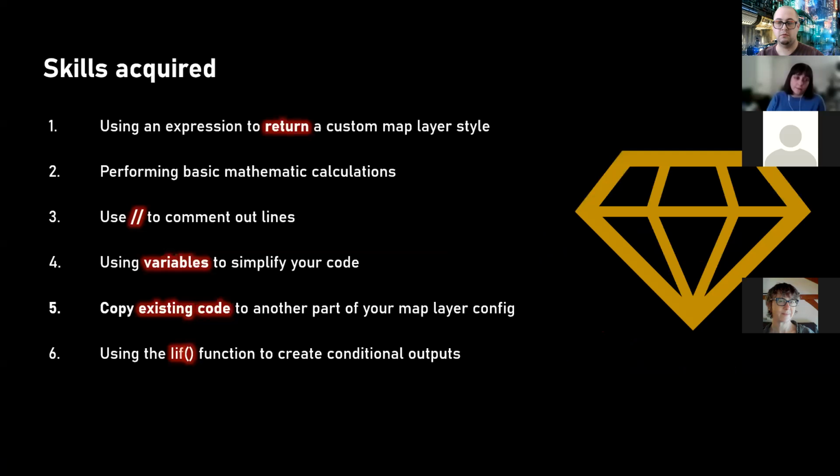So quickly to review, we learned that you can use return to return a specific value. You don't always have to use it, but it is a good practice. We performed some basic math calculations. We learned to use the double slash to comment lines out, and how to use some variables to simplify our code. We copied existing code from one part of the map layer configuration to the other, and we picked up a function already, which is that if function.